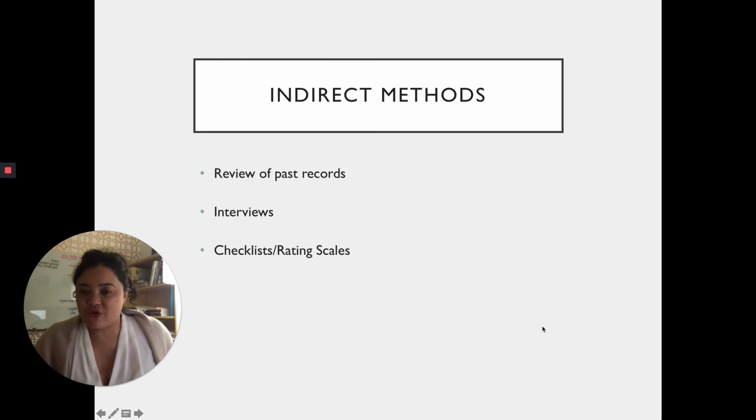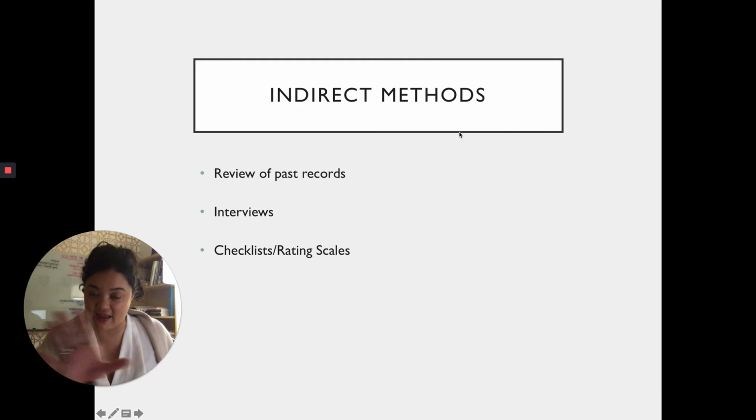Now, I mentioned there were both indirect and direct methods. Let's talk about some indirect methods that you will engage in when you're doing a functional behavior assessment. So these might include a review of past records. These are indirect because we're not directly observing the behavior. These are things that can be conducted outside of the moment.